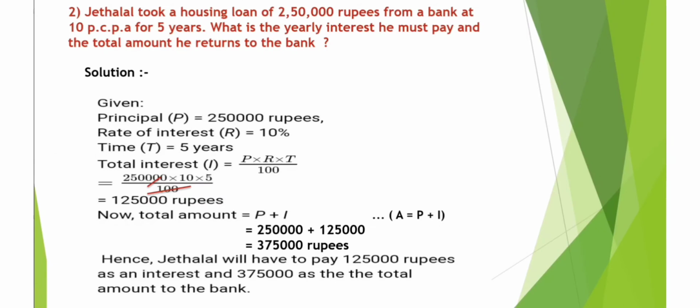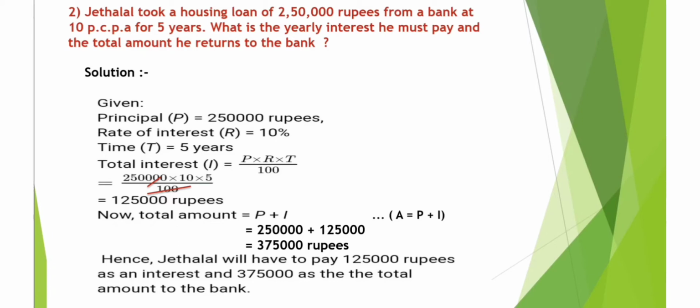Second sum. Jethalal took a housing loan of 2,50,000 rupees from a bank at 10% per annum for 5 years. What is the yearly interest he must pay and the total amount he returns to the bank? So, Jethalal has borrowed 2,50,000 rupees. That means principal is 2,50,000 rupees. R, that is rate of interest, is 10% per annum. Time, that is capital T, is 5 years.